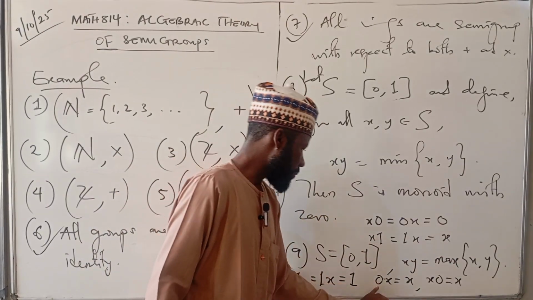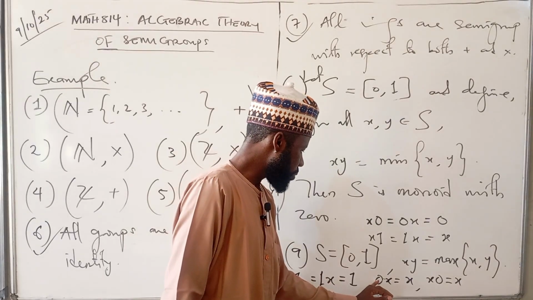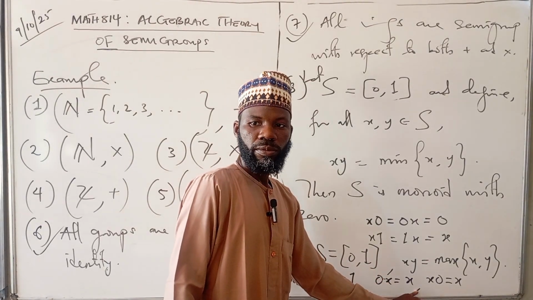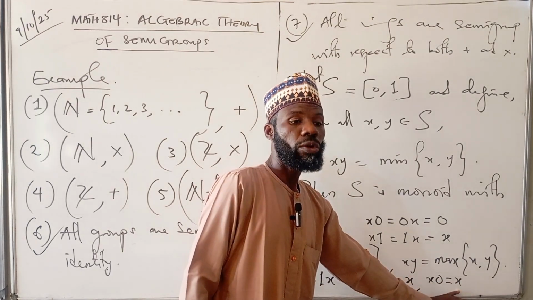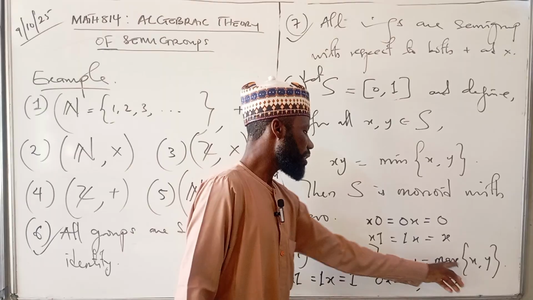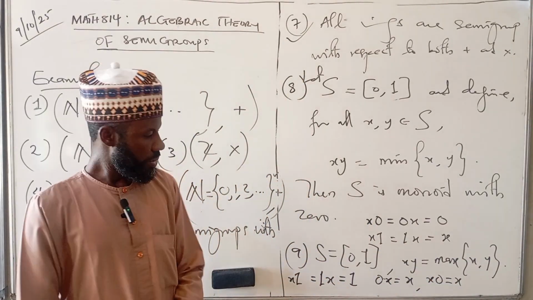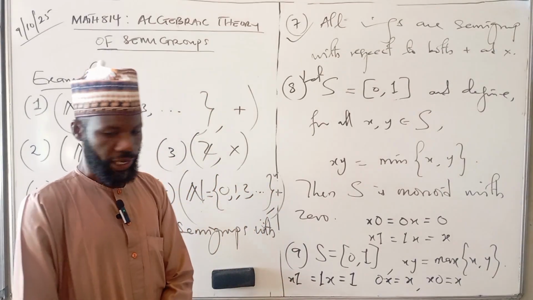You can see that if you do 0 times X, you always get X. So when you do 0 times 1 over 2, it is still 1 over 2, and 1 over 2 times 0 will give you 1 over 2. Times here means taking the maximum of the 2, and 1 over 2 is always greater than 0. So 0 is the identity in this semigroup. I hope this is clear.